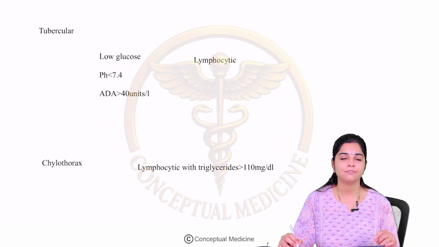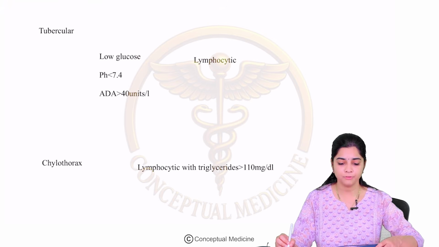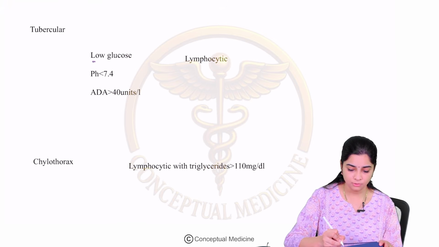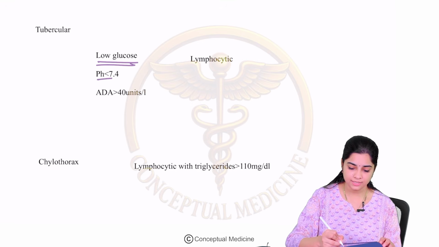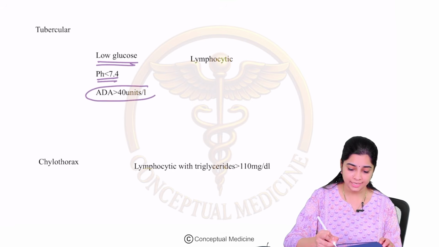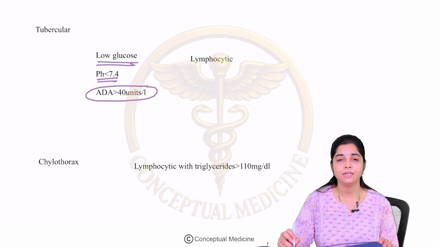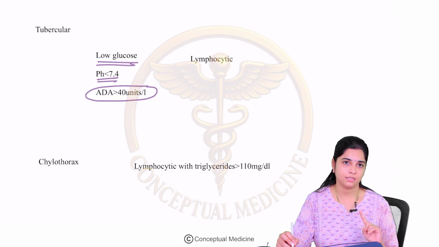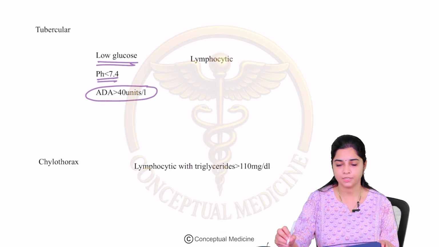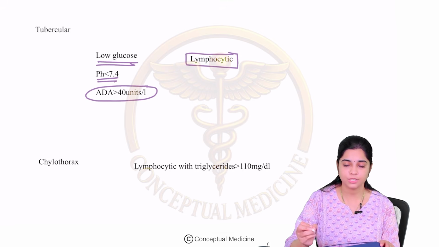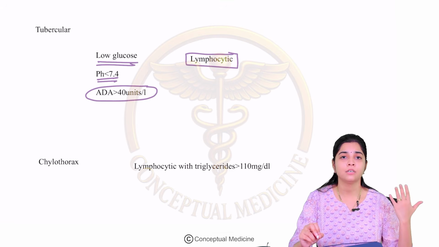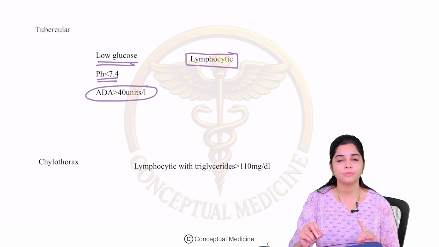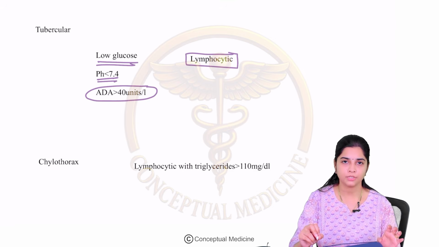Then, how will you identify a tubercular effusion based on pleural fluid analysis? Again, this has a low glucose because the tubercular bacteria consume the glucose for their metabolism. The pH is less than 7.4 and we have ADA levels more than 40, right? Most often it may not be very specific. This can be seen in malignant effusions as well, but here it is predominantly ADA more than 40 and it is a lymphocytic effusion, unlike your bacterial or parapneumonic effusions which are neutrophilic in nature. So this is a predominantly lymphocytic effusion in tubercular effusions.